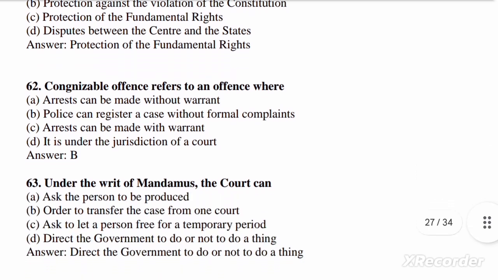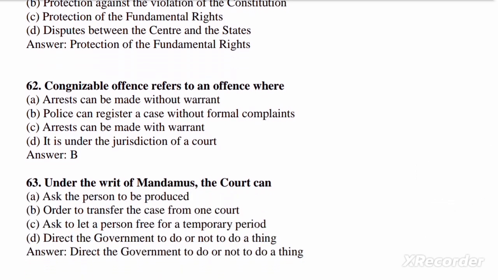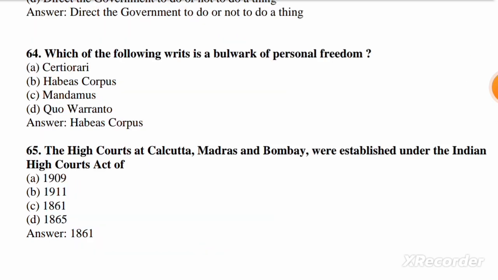63. Under the writ of mandamus, the court can direct the government to do or not to do a thing. 64. Which of the following writs is a bulwark of personal freedom? Answer option B, habeas corpus. 65. The high courts at Calcutta, Madras and Bombay were established under the Indian High Courts Act of 1861.